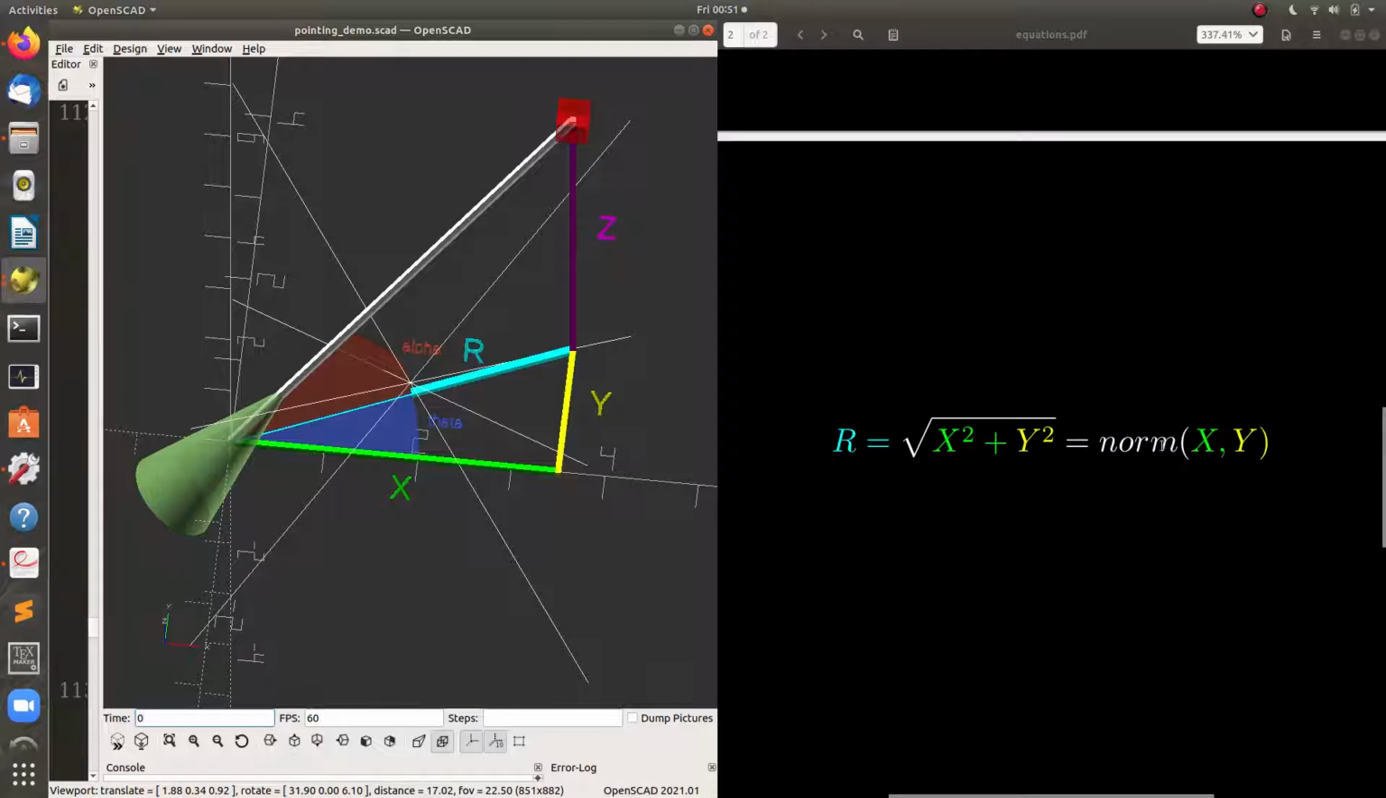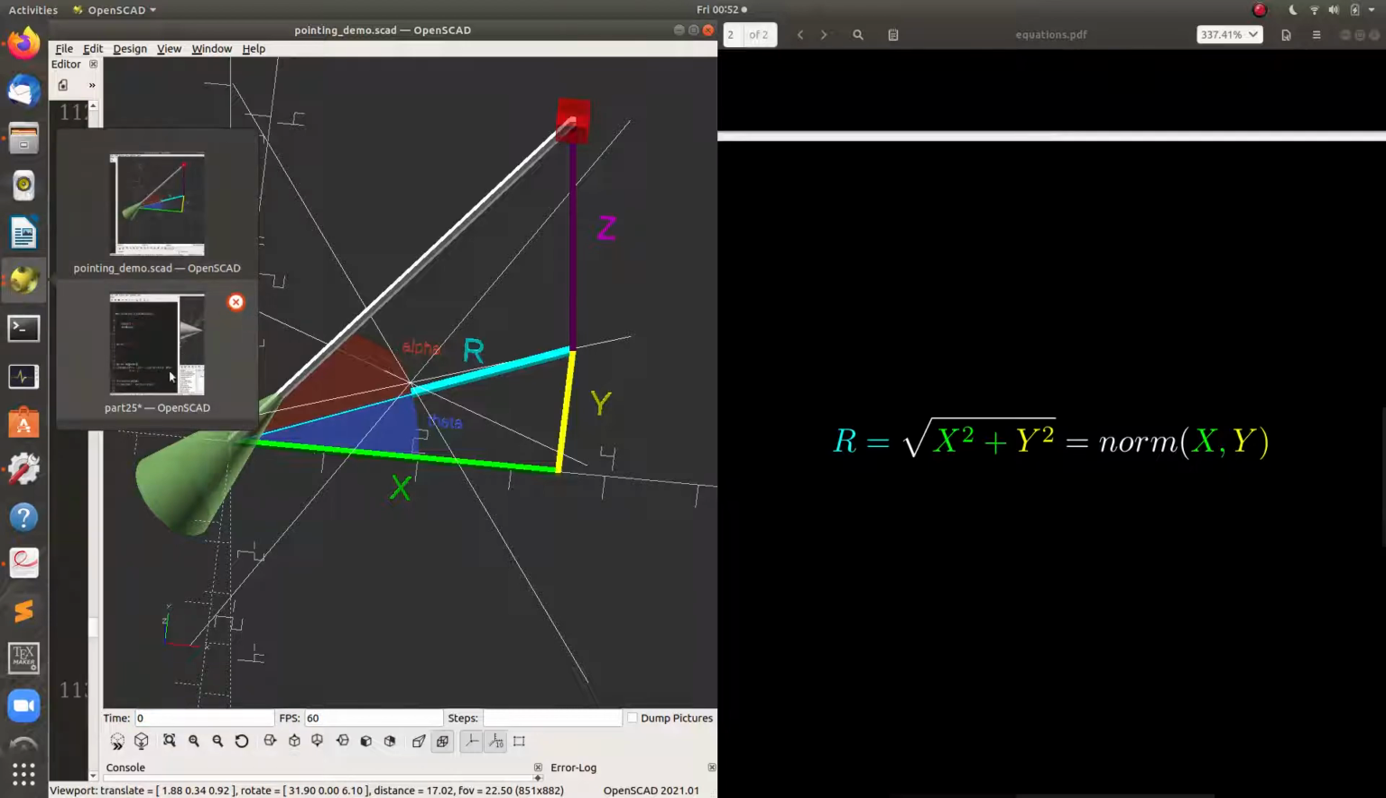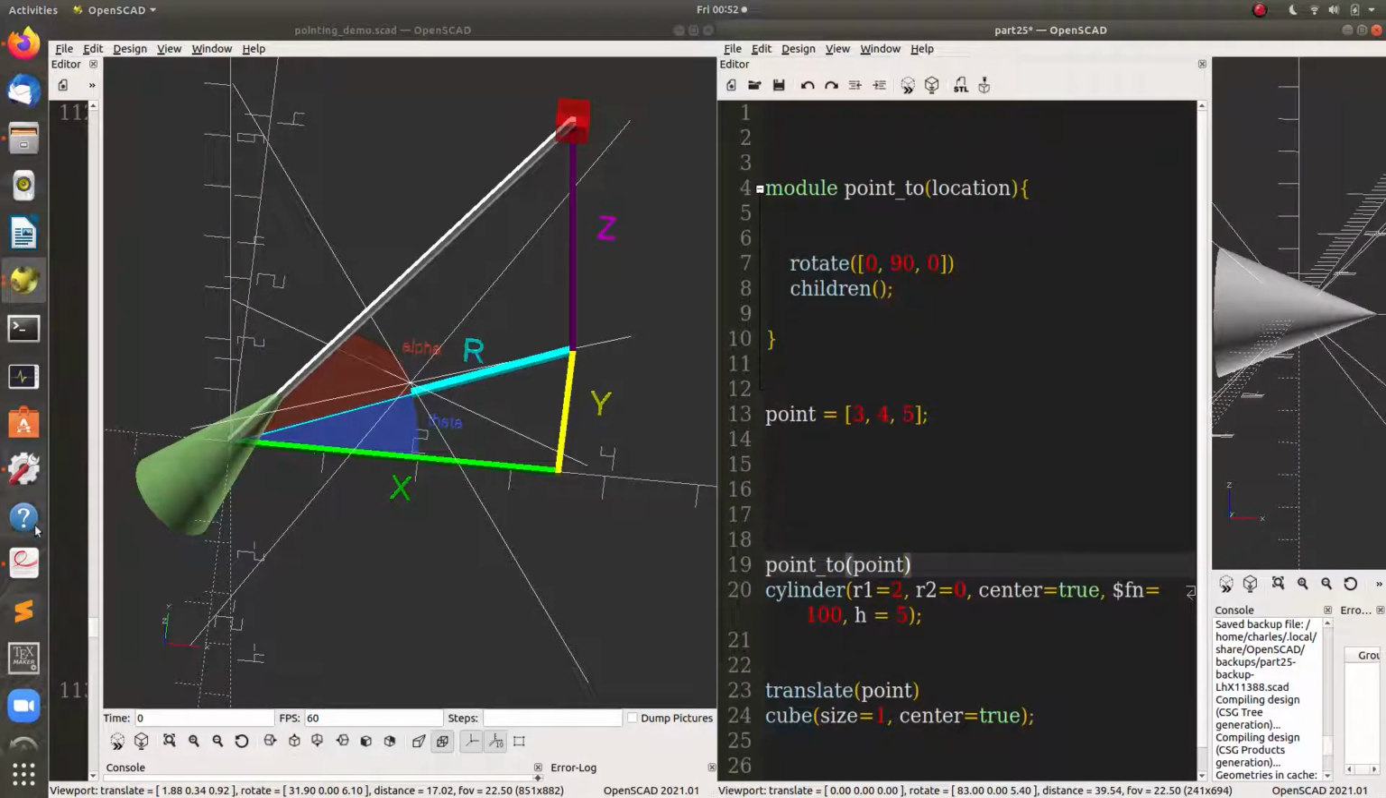And in terms of OpenSCAD, we can just say the norm of xy. This notation is slightly incorrect, but you'll see when we write it out in the program. Okay, we should get started.